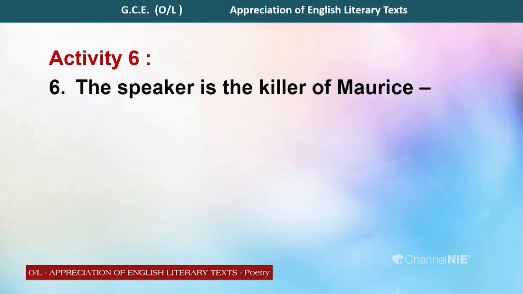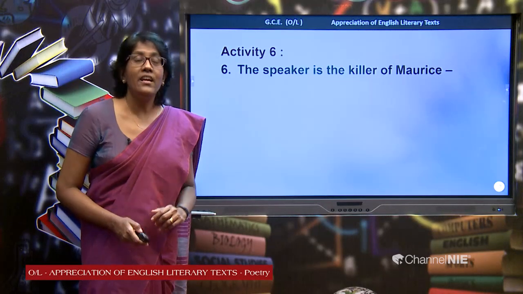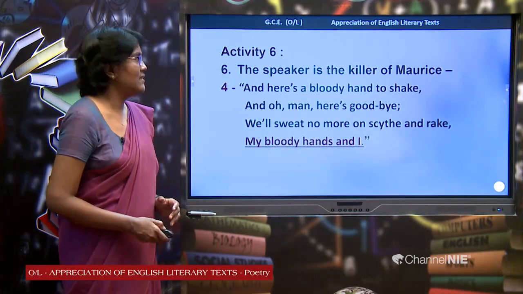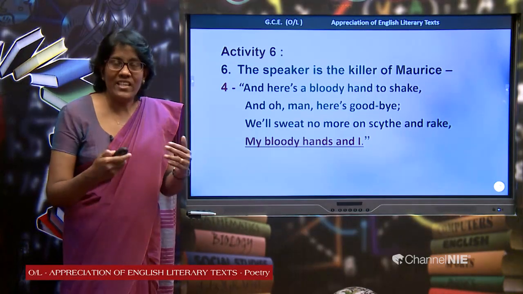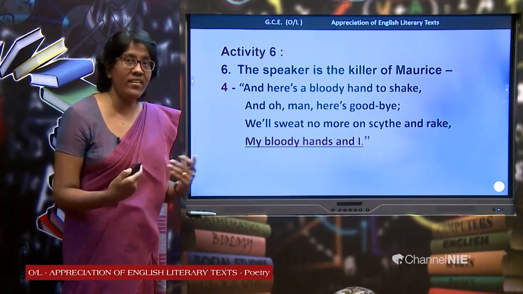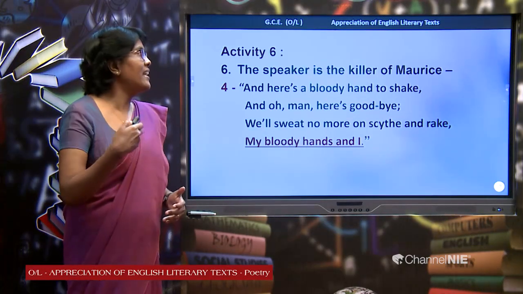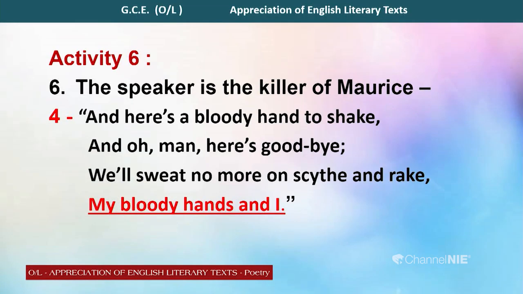Right. Then, how do you make sure that the speaker is the killer of Maurice? Please find. You can read. When you read, you will get to know more points. He acknowledges, he repents, he is worried, he says, fourth stanza. And here's a bloody hand to shake. And oh man, here's goodbye. He says, oh man, here's goodbye. Maybe to one of his colleagues.